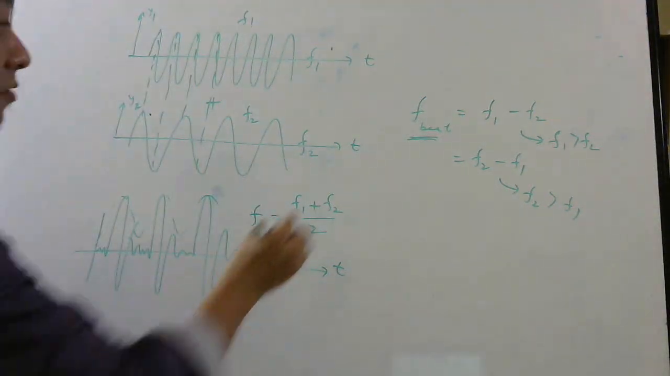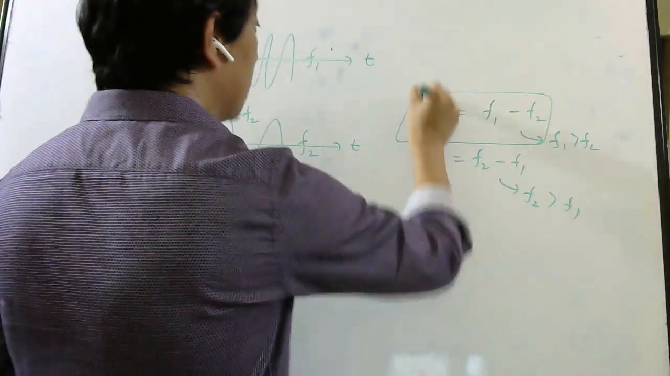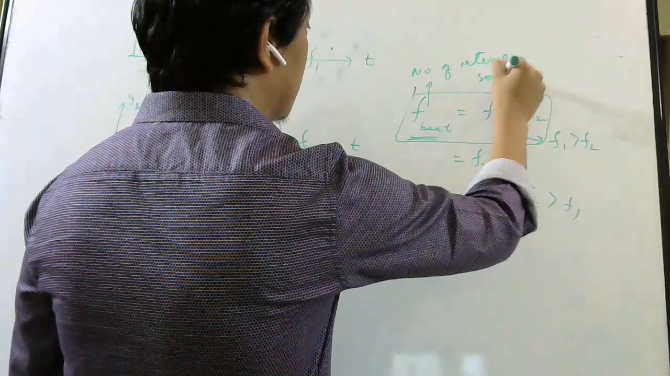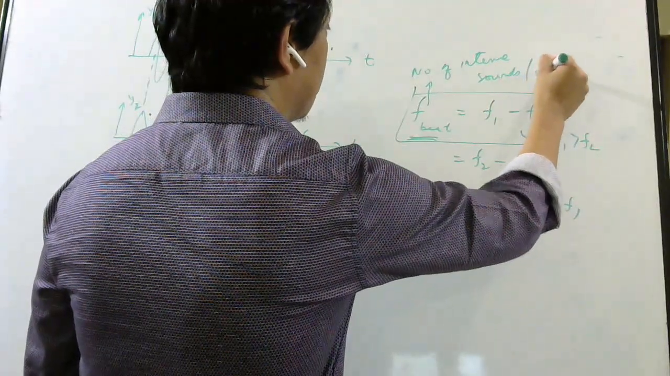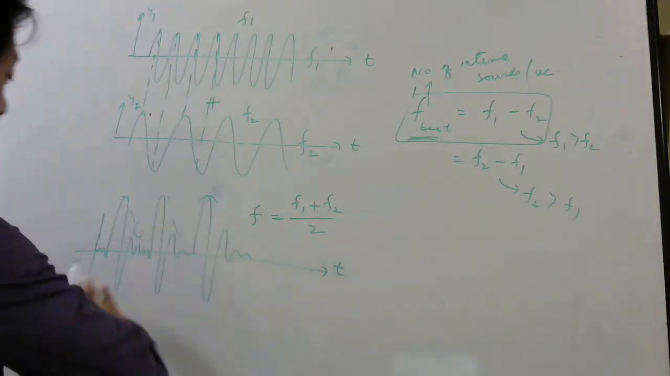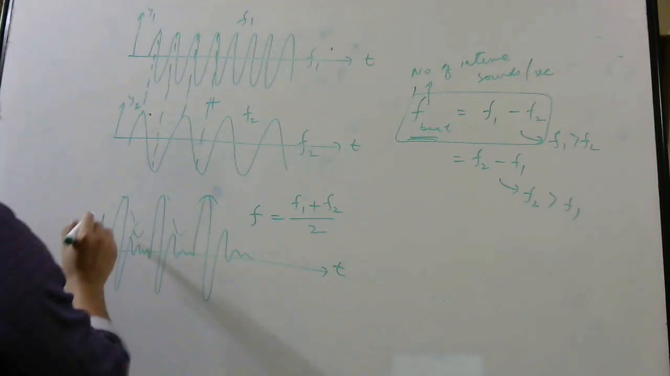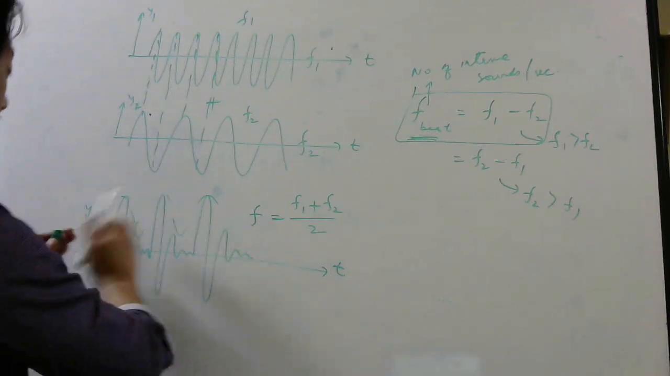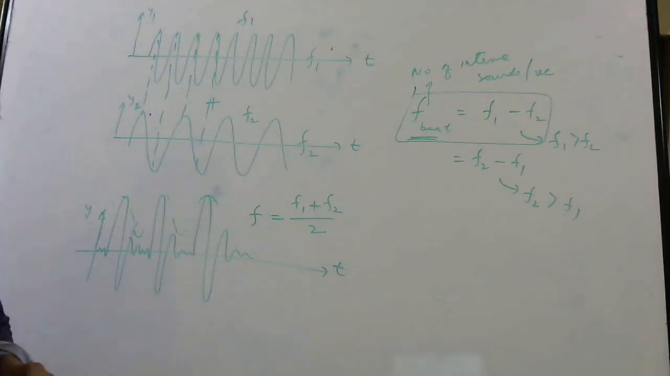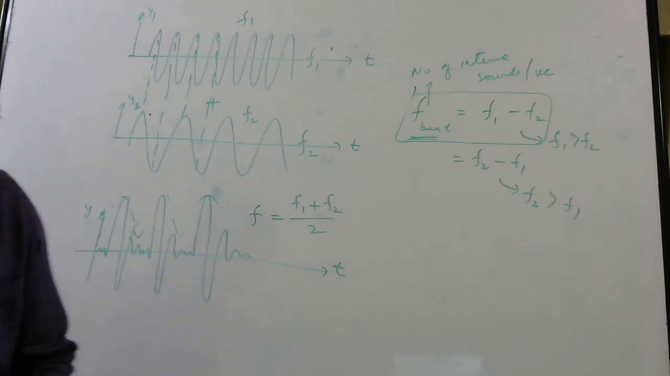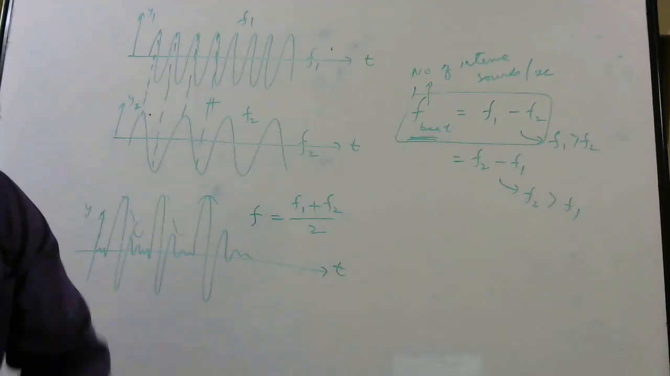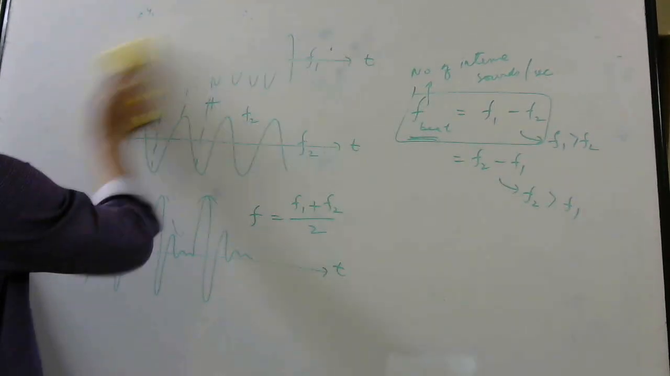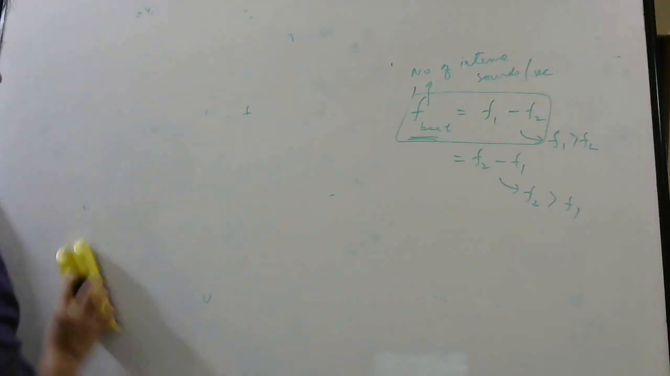Okay, so this is the formula for beat frequency, which means number of intense sounds heard per second. And this is the frequency of the sound. The sound itself has a frequency, but here the amplitude itself is changing, therefore the variation of the amplitude also has a frequency. So keep this in mind, and let me quickly tell you what kind of problems are expected from this.